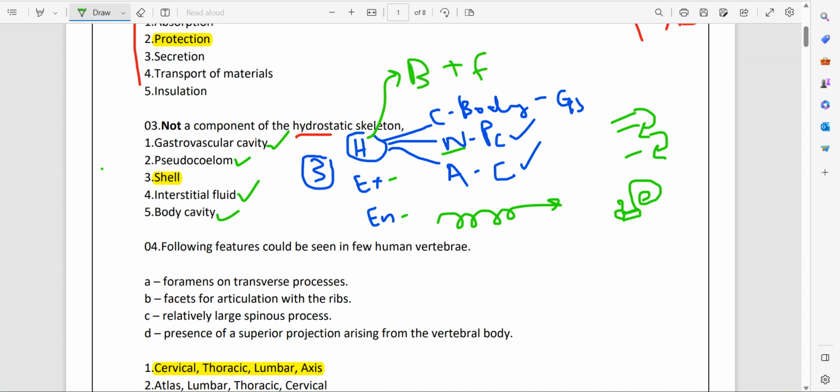So basically 2 components are present. The absent part would be the shell. So the shell is an exoskeleton, and it is present in some mollusks, and snail is the most popular example. So that's about it.